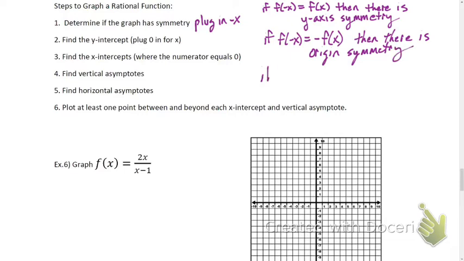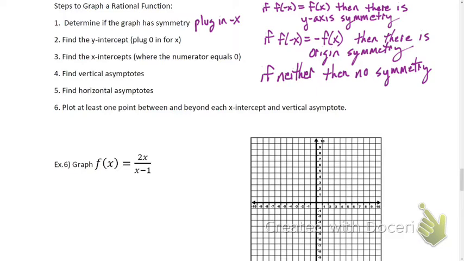And then if neither of those circumstances happen, then no symmetry. I mean, technically there could be a different type of symmetry, but we're just going to worry about those 2 types, y-axis and origin symmetry. Otherwise, everything else is pretty straightforward, things that we've talked about.